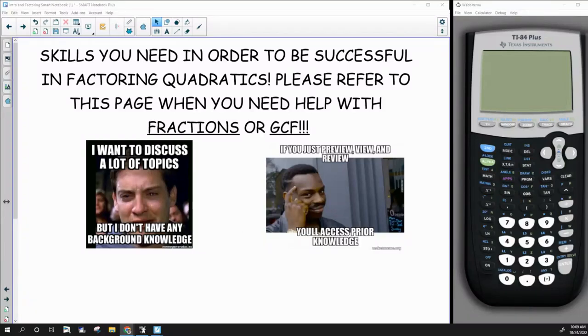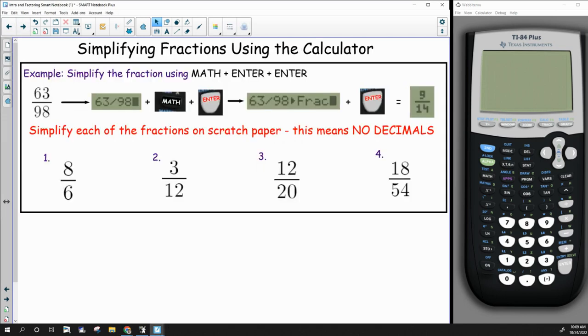All right, so these are skills you are going to need in order to be successful the next 2 weeks. If you do not know how to do these 3 things, you are in big, big trouble. Okay? We are starting with a little calculator trick. You're going to love this one, I promise.